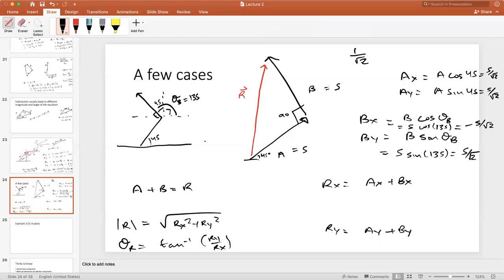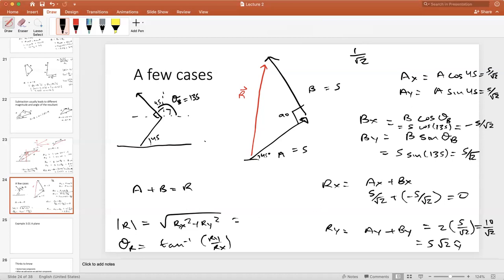So if I do AX plus BX, AX is 5 over root 2, and BX is negative 5 over root 2. And this is 0. Obviously it's 0 because I'm going up 45 degrees, a magnitude of 5. Then I'm going the opposite way, 135 degrees. I'm going to have no X component. X is going to be 0. This is going to be 2 times 5 over root 2, or 10 over root 2. Or if I multiply by root 2 over root 2, I get 5 root 2. So this is 5 root 2 in the y-hat direction.